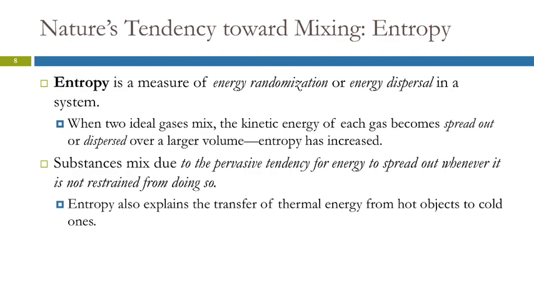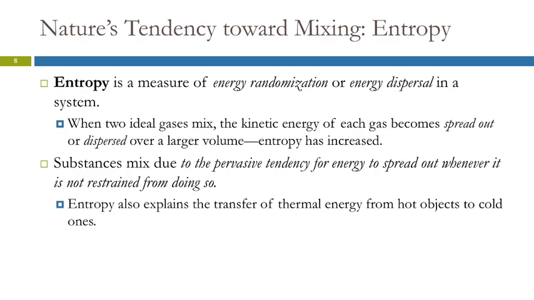We need to introduce another concept called entropy. Entropy is a measure of energy randomization or energy dispersal in a system. What happens when those two ideal gases mix is that the kinetic energy of each gas becomes spread out or dispersed over a larger volume.